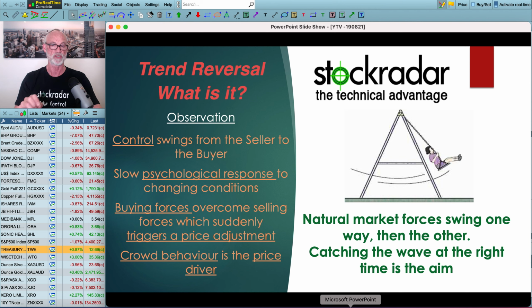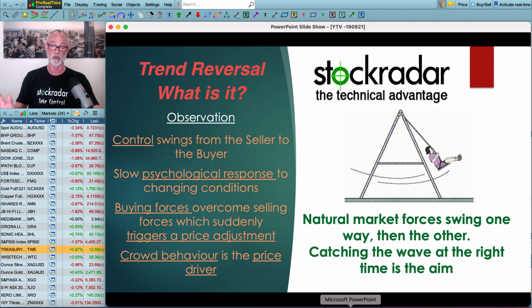The buying forces start to overcome the selling forces, which suddenly triggers a price adjustment. So we're now starting to see that sway from the sellers to the buyers, and eventually we'll get that trigger where the crowd behaviour is the price behaviour. We get that trigger, and all of a sudden everyone says, right, it's not going down any further, this stock is going up, and they all want to jump on board, and then you get that sharp move higher, that crowd behaviour thing. That's what I'm trying to capture all the time, whether it's a momentum swing or trend reversal. It's getting onto that crowd behaviour when they're likely to move and shift the price quickly.